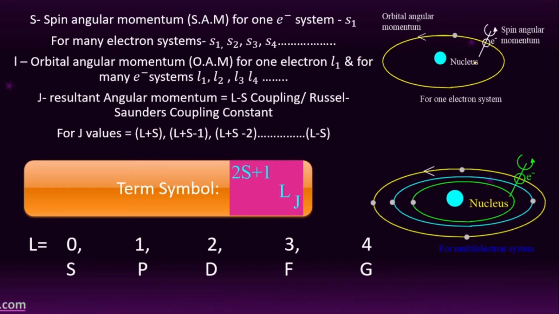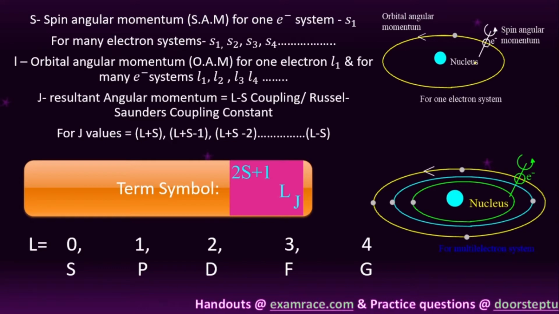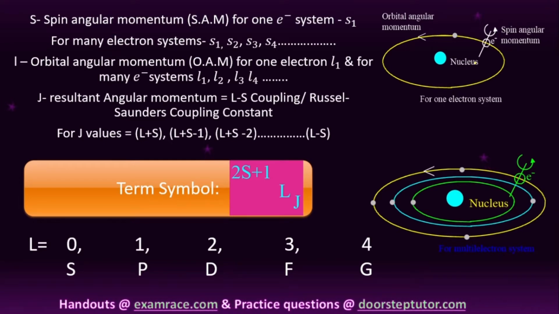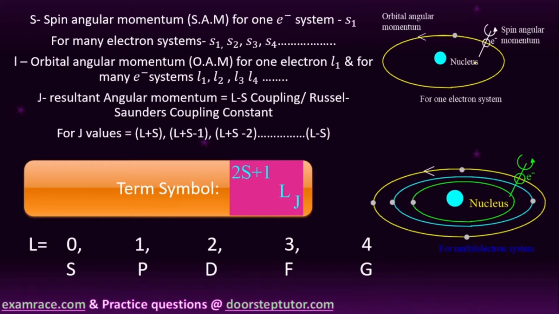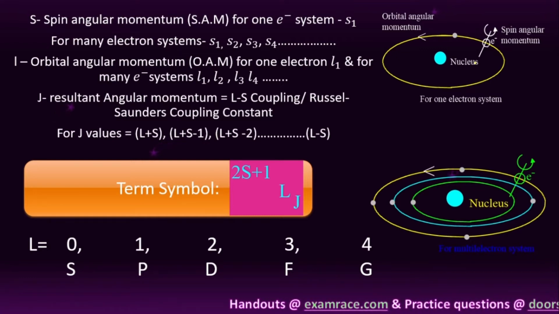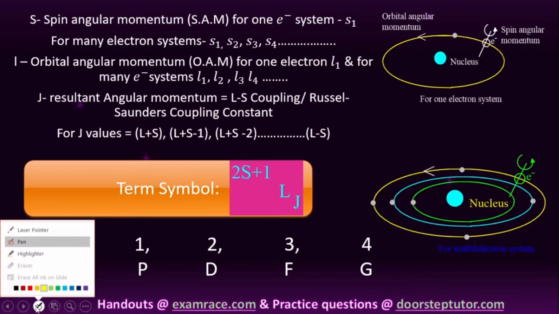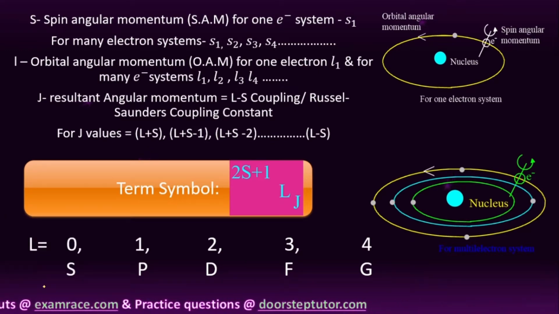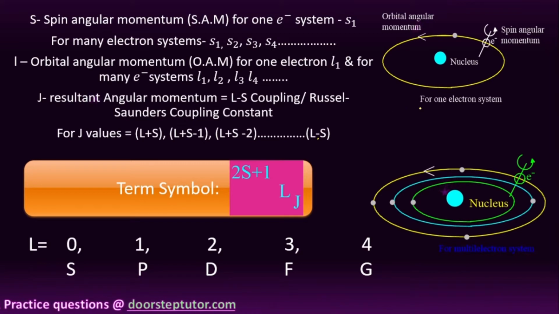So by revolving around its own axis, the electron generates the spin angular momentum, and by revolving around the nucleus, it generates the orbital angular momentum. So here you can see, students, this is for a single electron system, and this one is for a many electron system. This is for a one electron system, and this is for a multi-electron system.